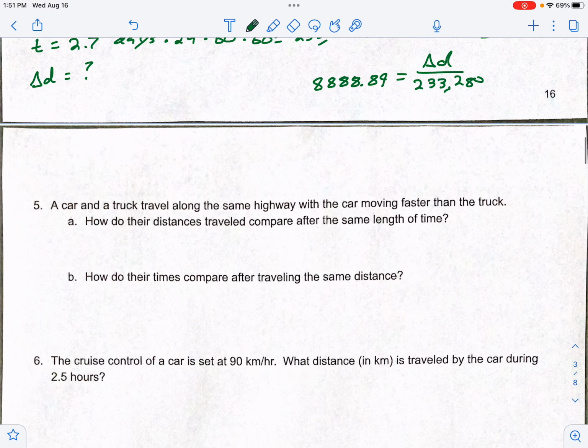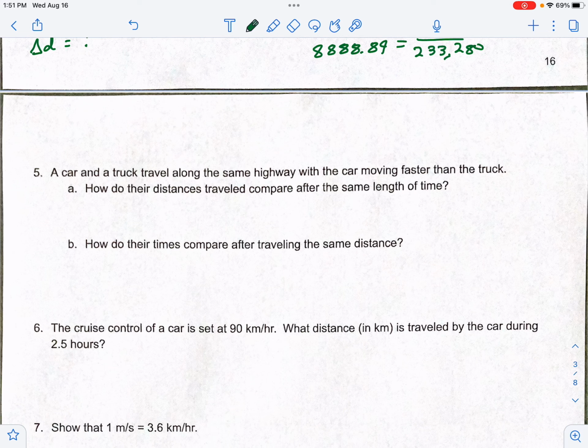Okay, so number 5, we're going to take a break from calculations for a sec. A car and a truck travel along the same highway with a car moving faster than the truck. So naturally, the car is going to go faster. How do their distances traveled compare after the same length of time? So basically what that's stating is, if I gave them both 10 seconds to get as far as they could, how do their distances compare? Okay, well naturally, the car is going to have further displacement.